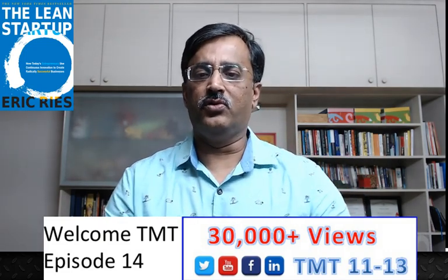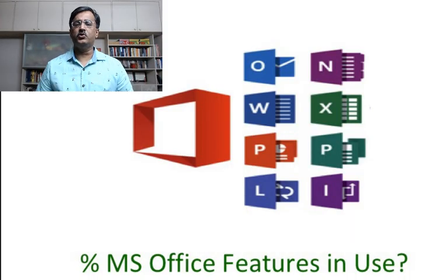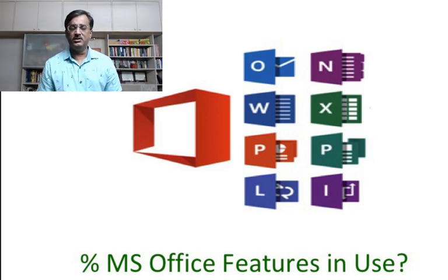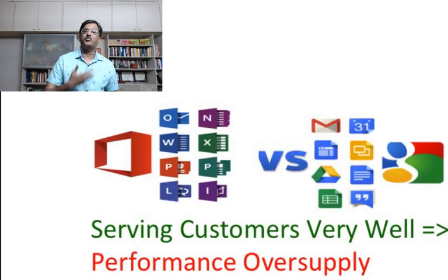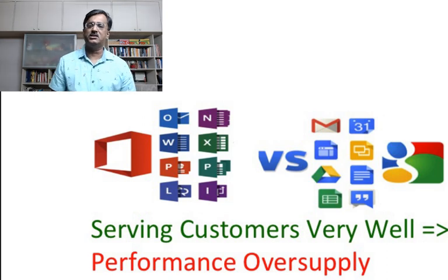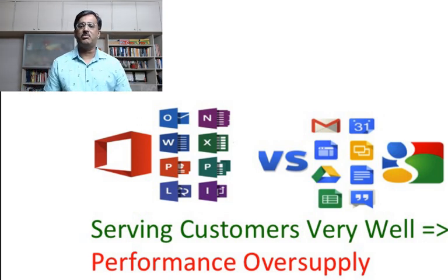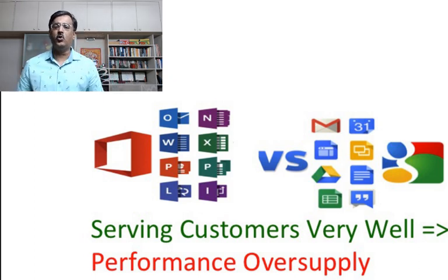Based on the feedback I received, I'm going to clarify some of the concepts from the past couple of episodes. The question I have is, how many of us use more than say 10 to 20% of Microsoft Office features? If most of us don't use it, why is Microsoft adding so many features? It's because they are responding to their demanding customers, which basically results in what Christensen brilliantly identified as the performance oversupply problem, and hence they are getting disrupted by Google Docs and Zoho Docs.